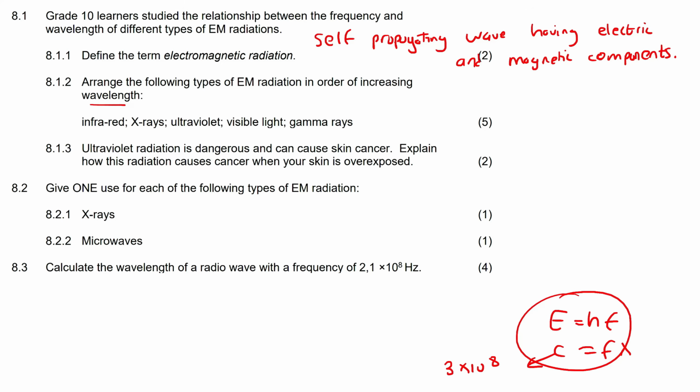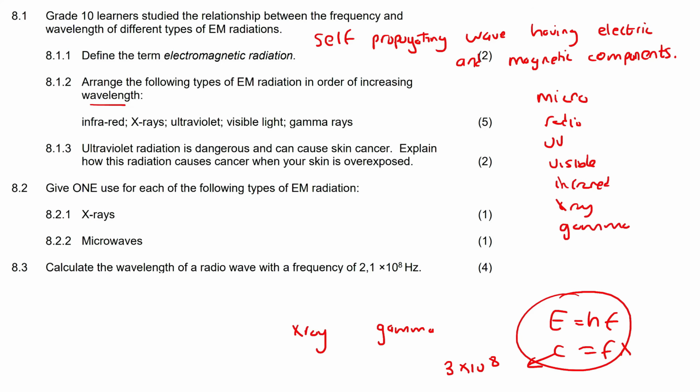So we know that the one with the most frequency is gamma, then it's X-ray, and then we have, what were they again? Let's just write them down. Micro, radio, UV, visible, infrared, X-ray, gamma. Is that 7? Yeah. Okay, so gamma is the highest frequency, then it's X-ray, then it's UV, which we get from the sun, then it's visible, then it's infrared, and then we have micro, and then radio.